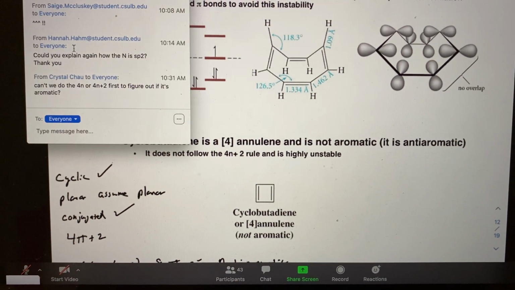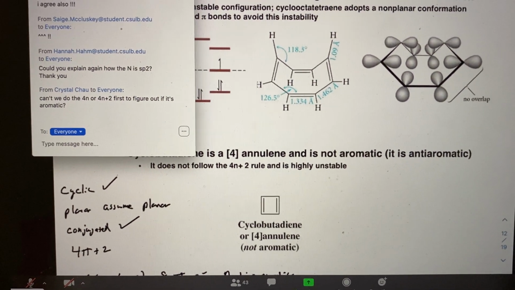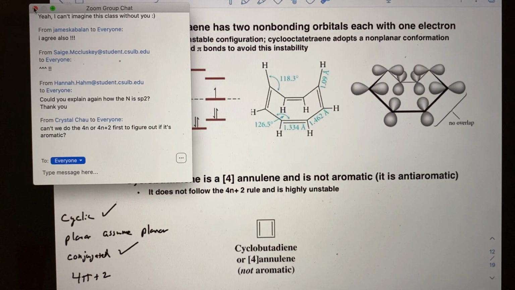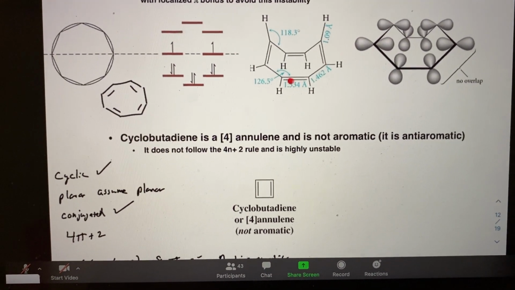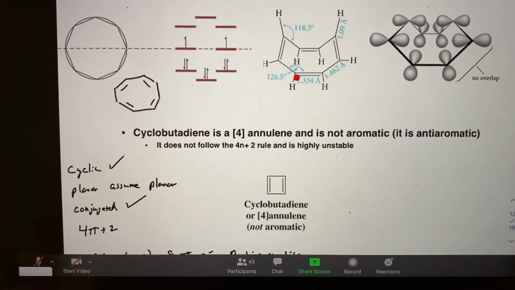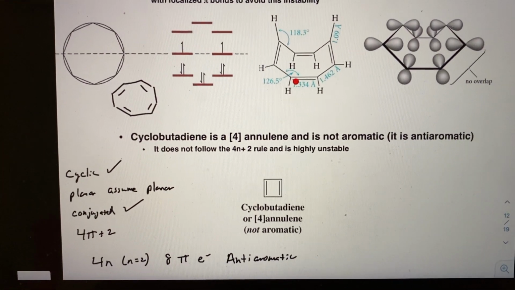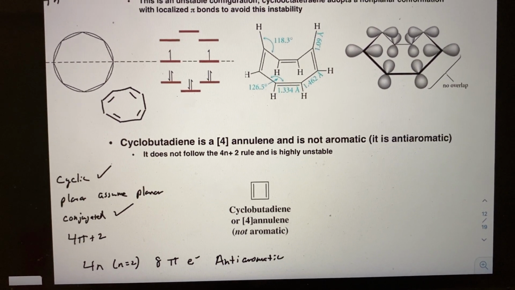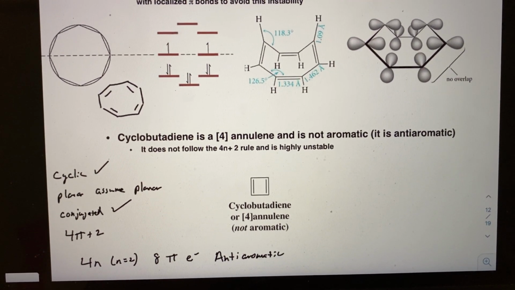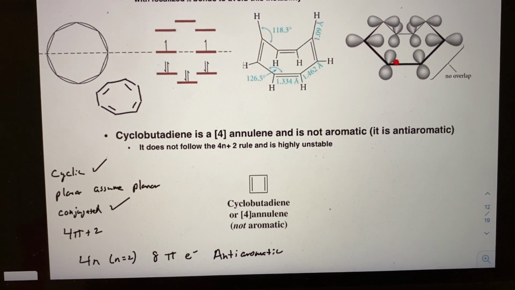So what actually happens with this compound, this cyclooctatetraene, is rather than just being flat, it actually forms this bent shape that's shown here in the middle. Because it's not getting aromatic stabilization, it actually is not planar. And that's why what I said earlier was wrong about assuming it's planar. And that actually breaks up the conjugation as well.